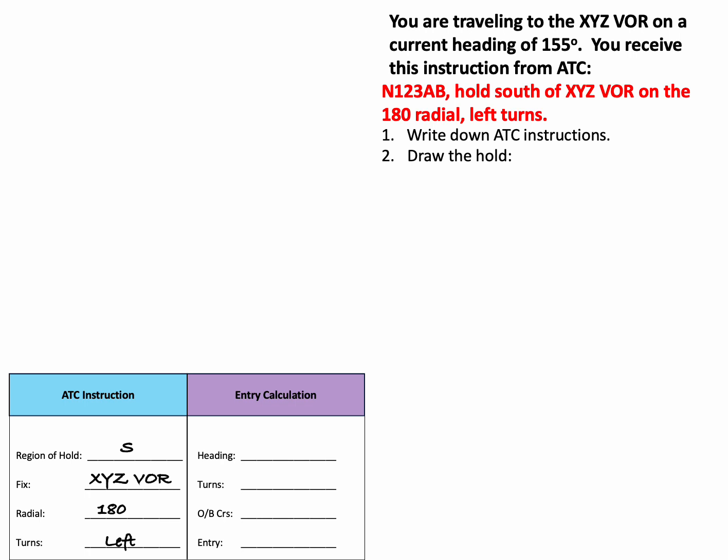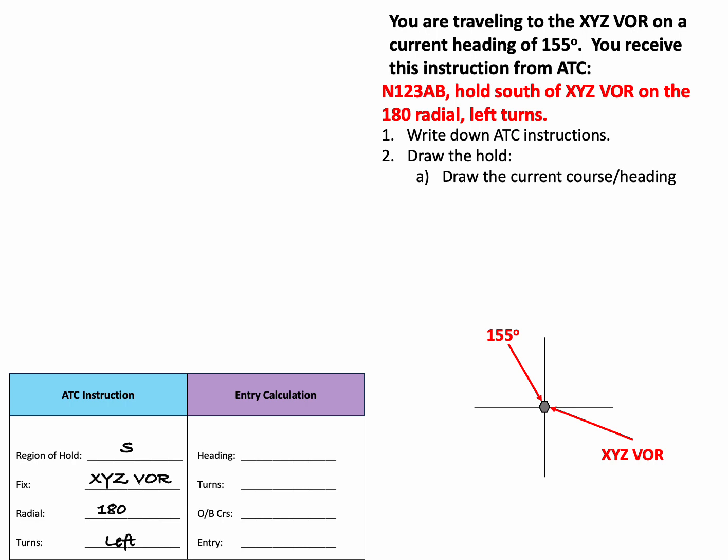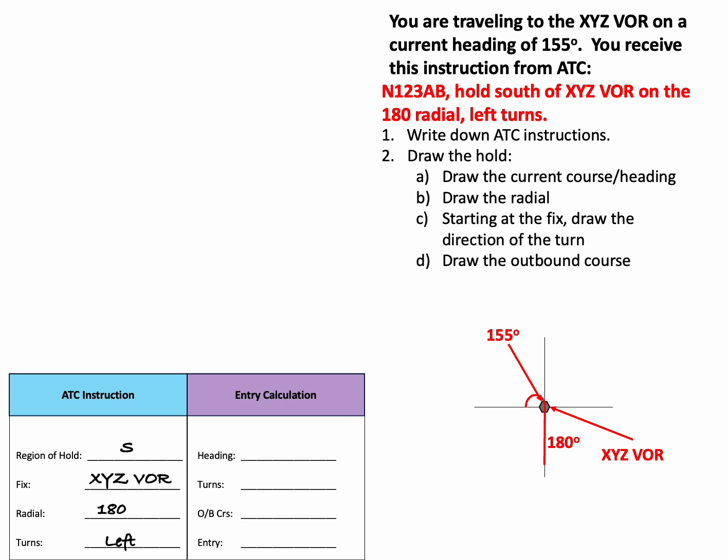Step 2. Draw the VOR on your paper and label it XYZ VOR. Then, draw the current course or heading to the VOR, in this case the 155 degrees. Then, draw the 180 radial from the VOR. Remember, radials always run from the VOR. Then, starting at the fix, draw the direction of the turn, in this case, left. From the end of the turn, draw and label the outbound course, 180. And finally, draw the circle that completes the holding pattern.